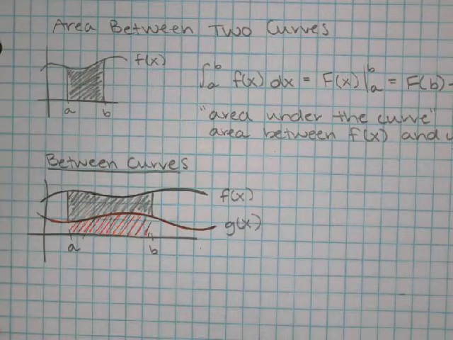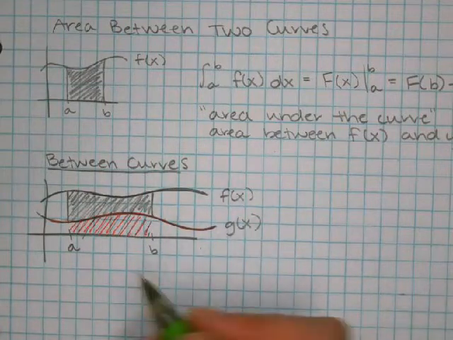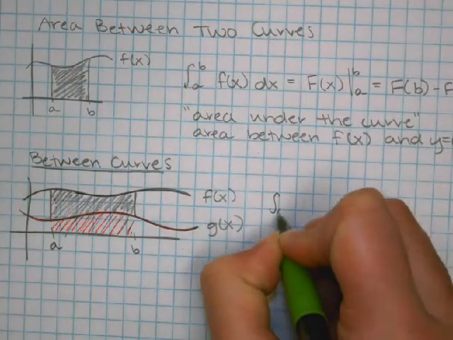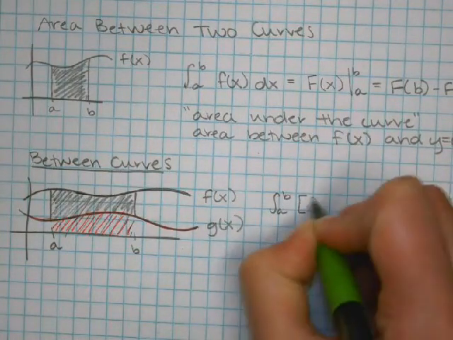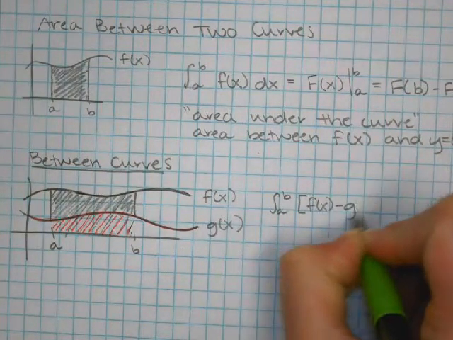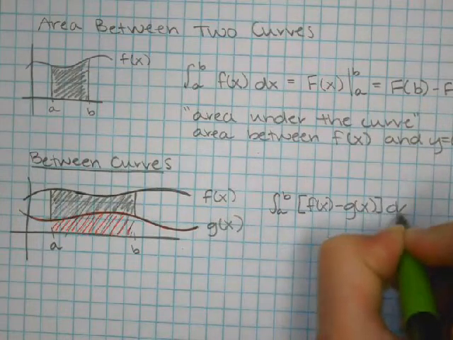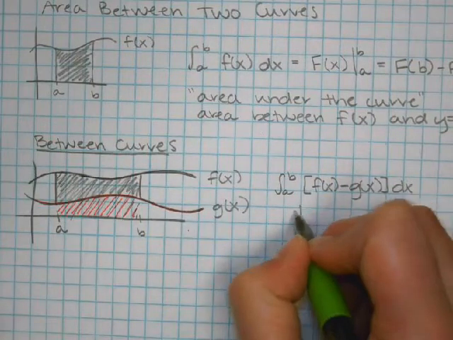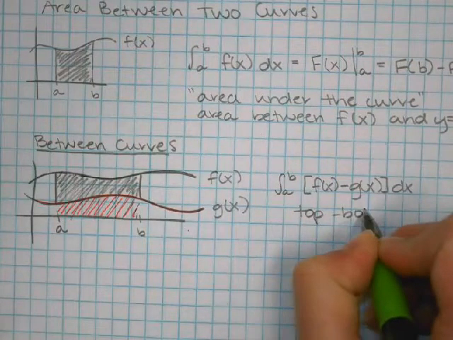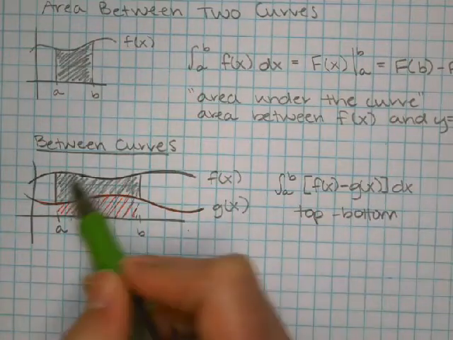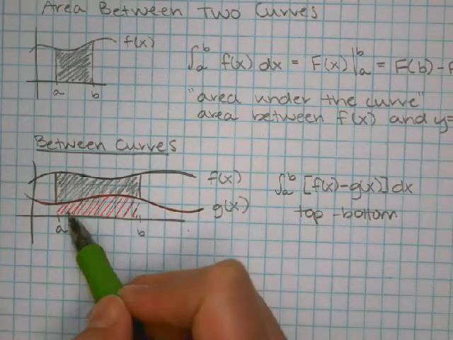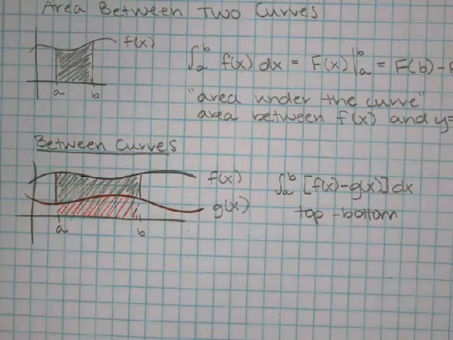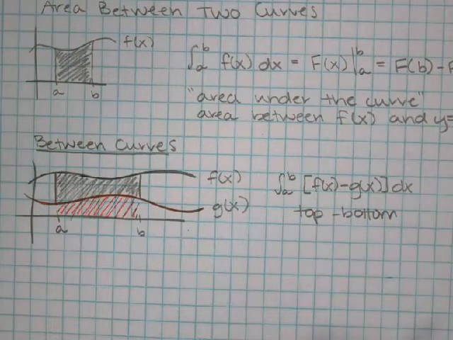And so that's how you find the area between two curves. We're going to write this as the integral from a to b of f of x minus g of x dx. So when we find the area between two curves, we're always going to do top minus bottom. The area under the top curve gives you everything. The area under the bottom curve helps you take away the part that's not in between them. And so your leftover would be the in-between area.